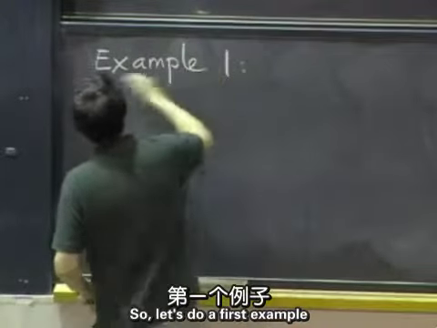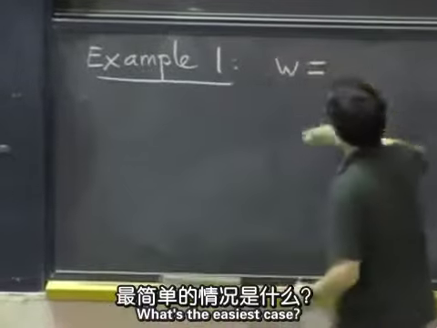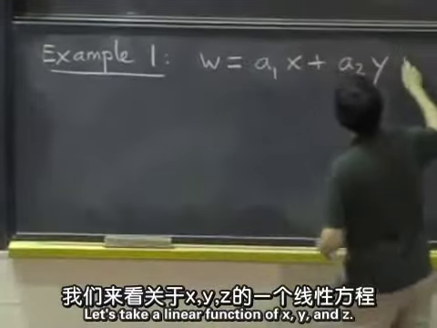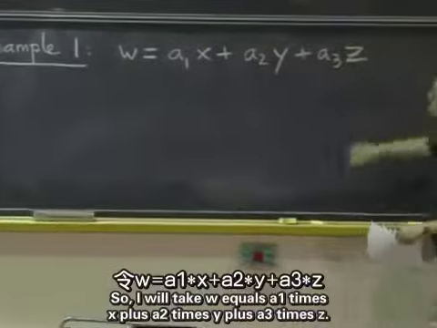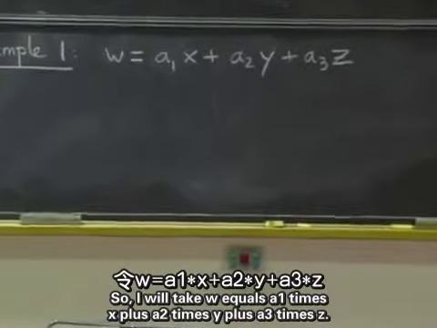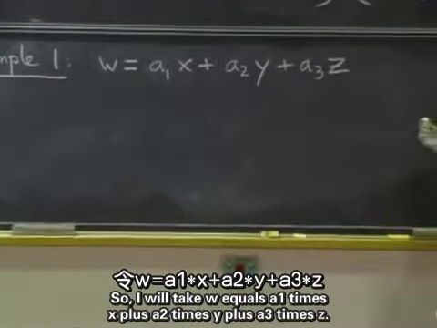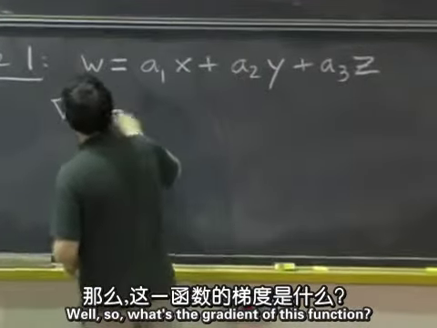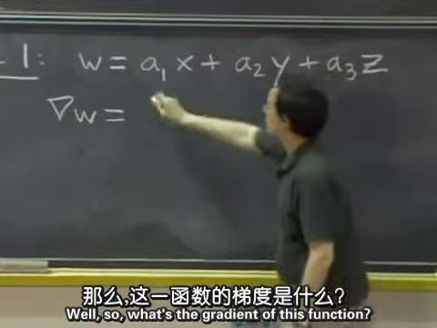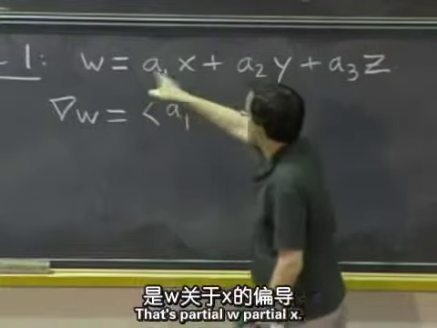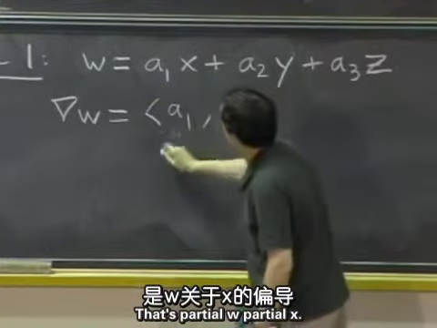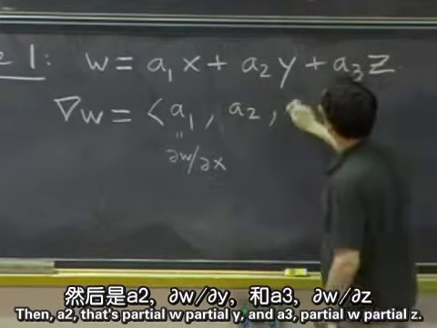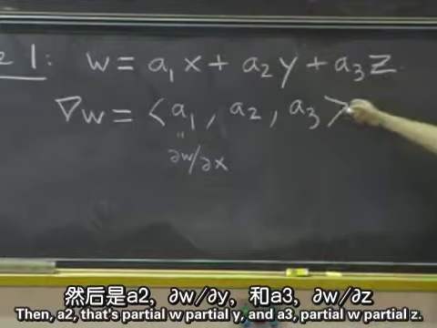So let's do a first example. What's the easiest case? Let's take a linear function of x, y, and z. I will take w equals a1 times x plus a2 times y plus a3 times z. So what's the gradient of this function? Well, the first component will be a1, that's partial w partial x. Then a2, that's partial w partial y, and a3, partial w partial z.